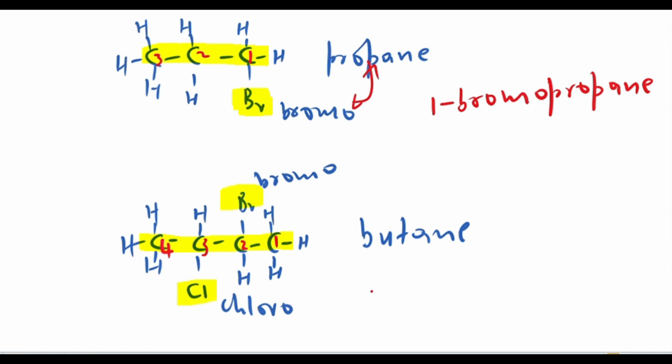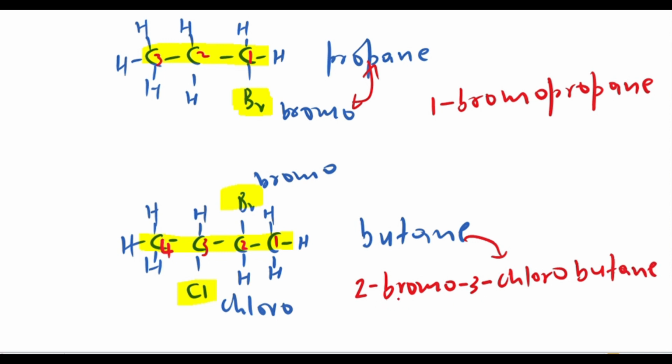Therefore the IUPAC name is 2-bromo. This one is on number 3, 3-chloro. Remember, between a word and a number there is a dash, and between a number and a number there is a comma. Chloro. Then we bring this one down, then we have butane. Therefore we have 2-bromo-3-chlorobutane.